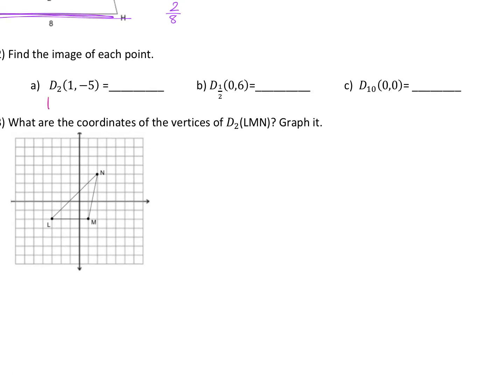Remember what I said about the notation. It's the dilation of whatever scale factor of (x, y) becomes (nx, ny), right? So all you're doing is taking this number and multiplying it by both of those. So your new x value is what? 2. 2 times 1. And your new y value? -10. Okay.